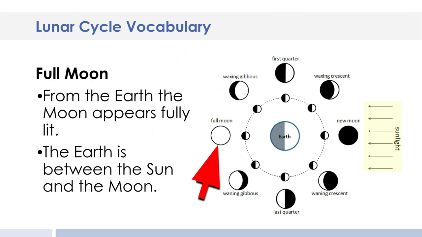All right, so then we have the full moon. From the Earth, the moon appears fully lit. The Earth is between the sun and the moon. So you have the sun here, Earth here, and here is our moon. Notice that the half lit portion is facing Earth. So what we'll see is the complete lit portion of the moon. So we see it as a full moon.